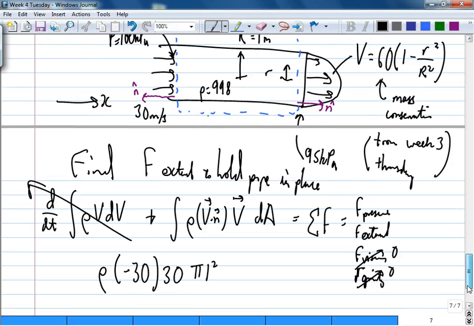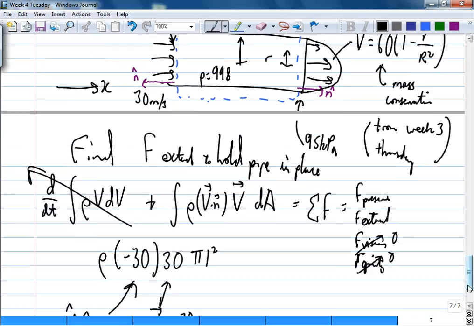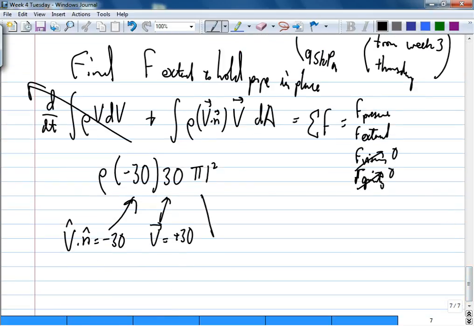This one I write here, because v dot n is equal to minus 30. Here, v is equal to positive 30, because it's the positive direction that way. This is the area, and that's rho. That's the easy part.